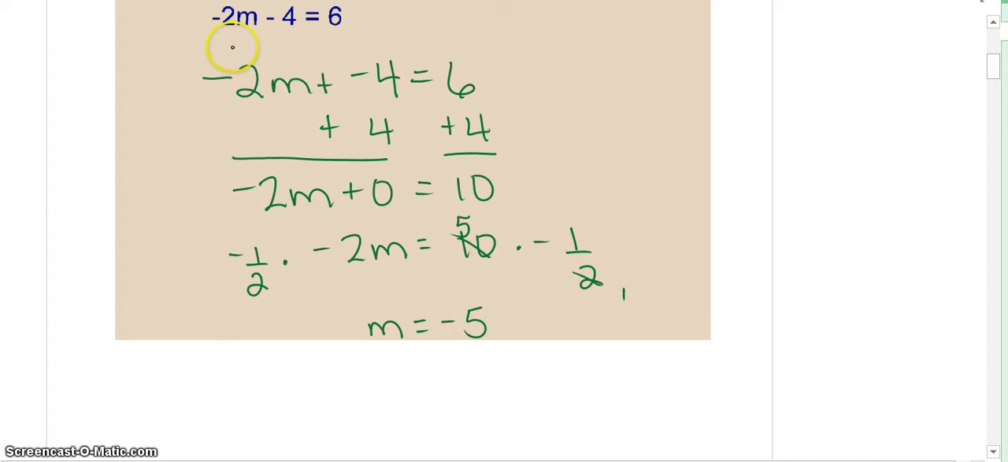And I can check this because negative 2 times negative 5 is 10. 10 minus 4 equals 6. That is a true statement. So therefore, I have the correct answer.